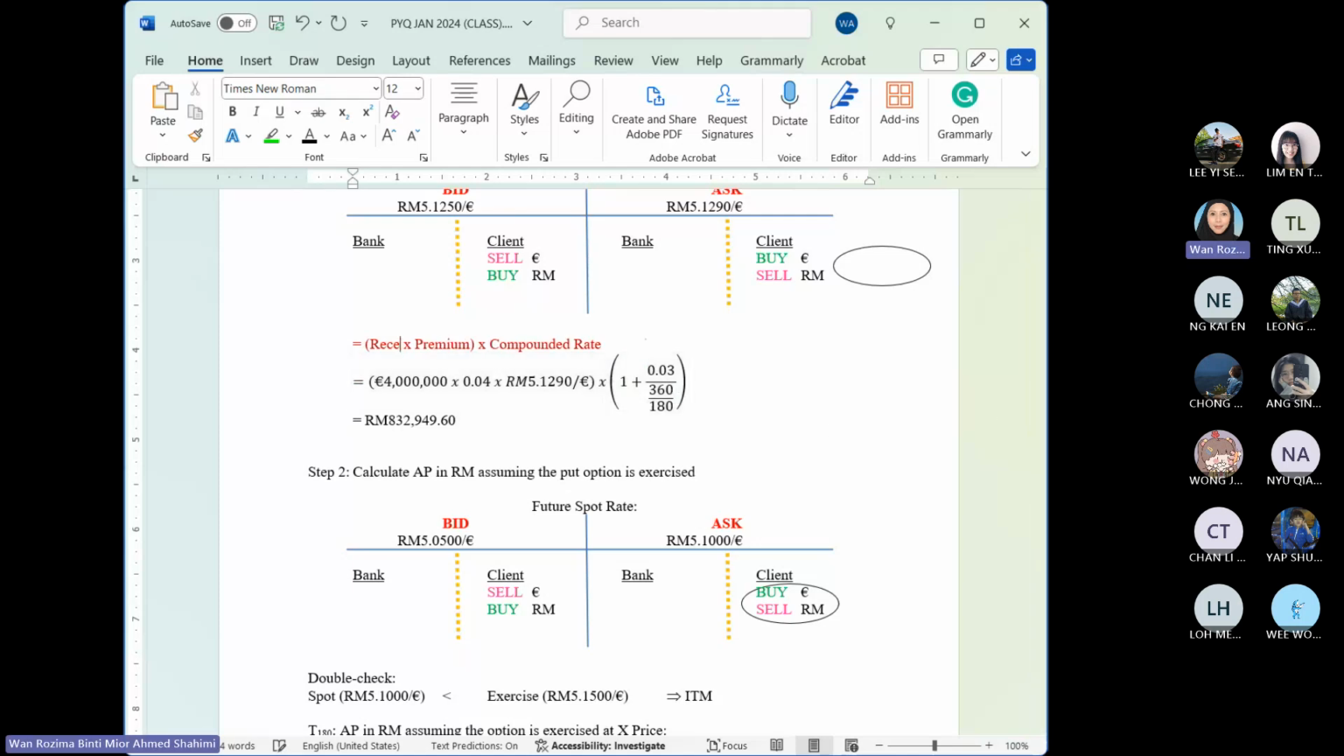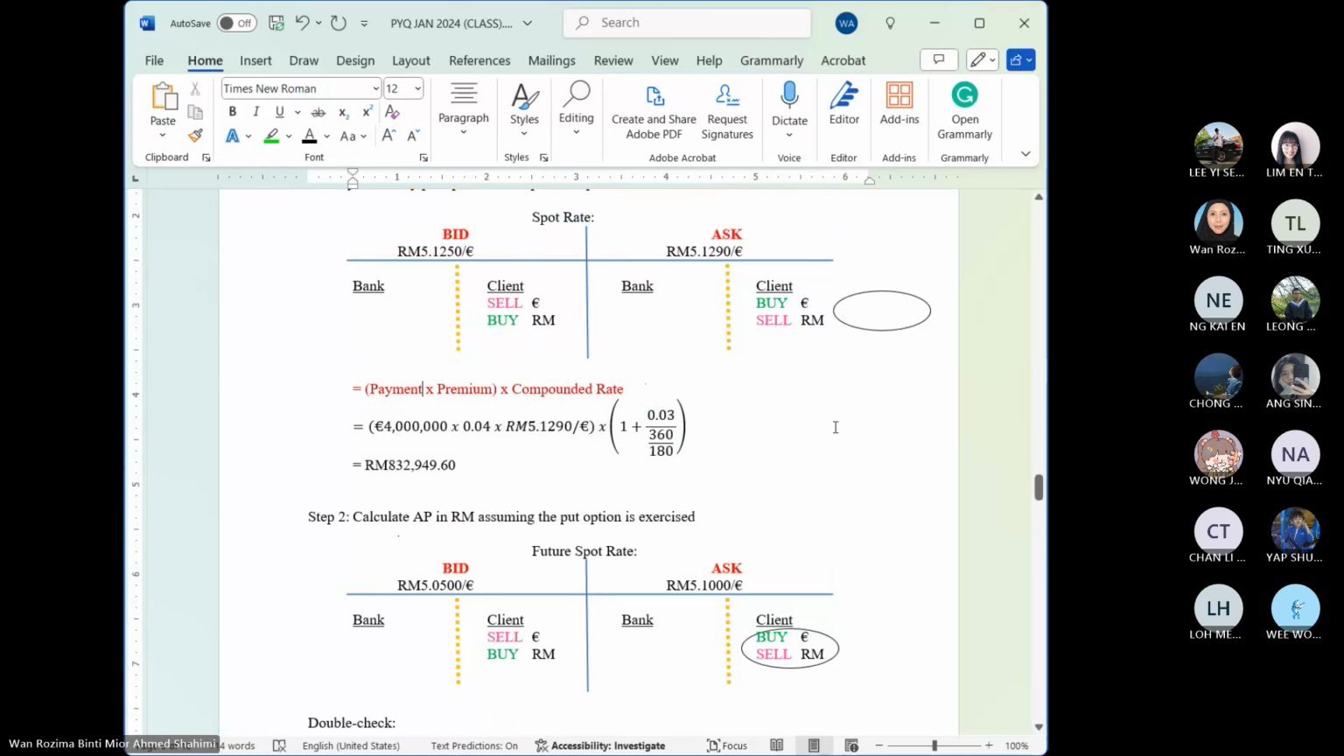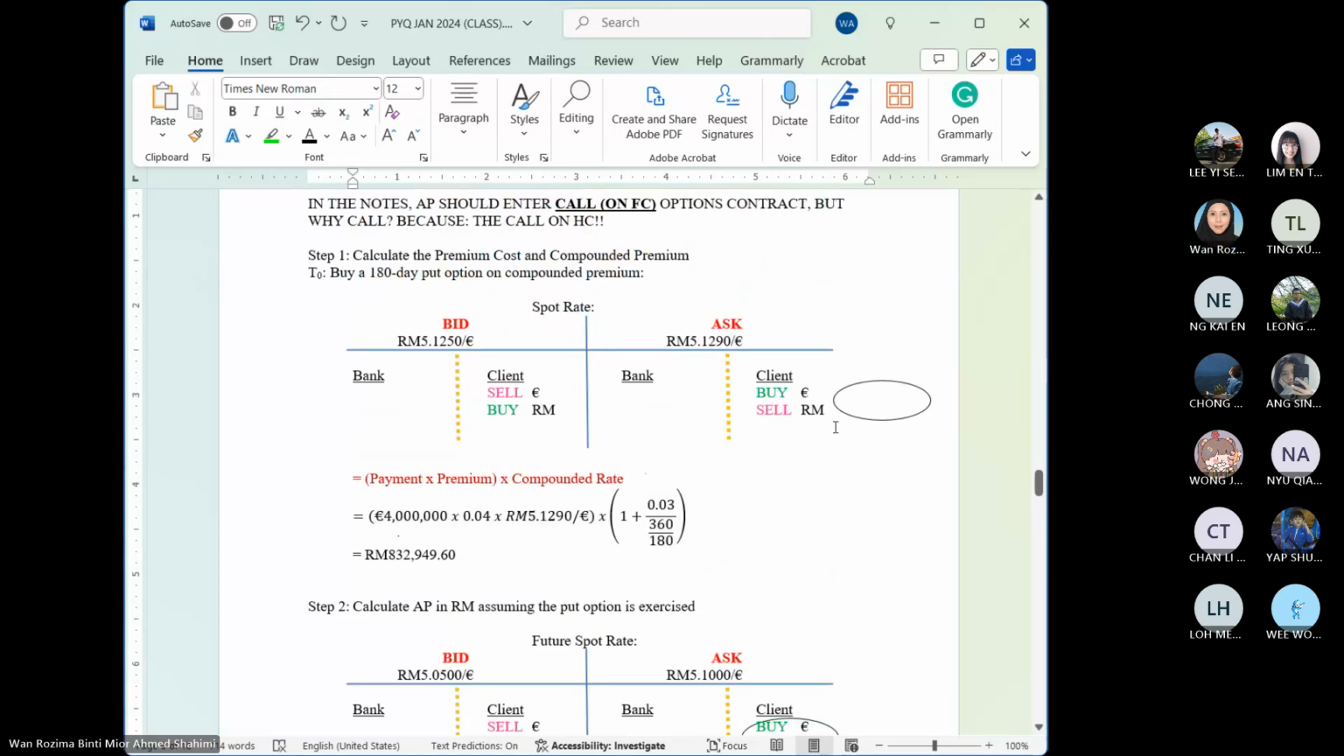Yeah, the payment, because this one we are dealing with account payable, not account receivable. So payment times premium times compounded rate. Now payment, the amount, the account payable, is 4 million euro. And then the premium, since we are dealing with put, is 4%, so 0.04. And then times compounded rate. But before we put the compounded rate, leave it there.